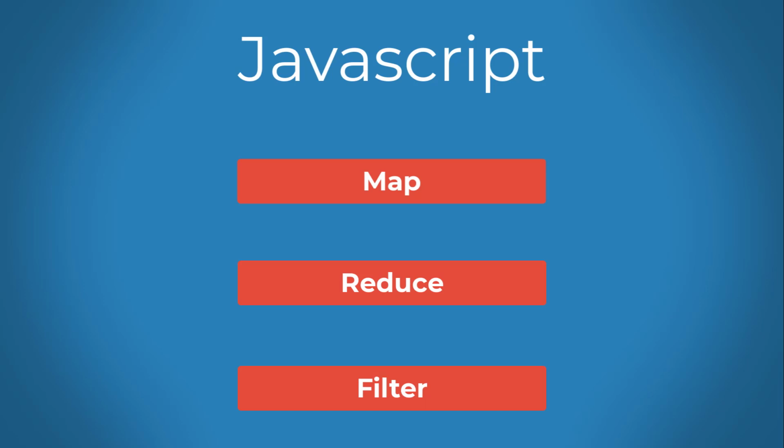Today we are going to take a look at 3 array methods in JavaScript and see what is the difference between them, which are map, reduce, and filter. So let's start.